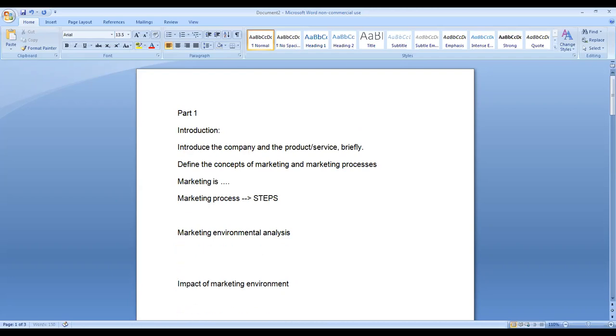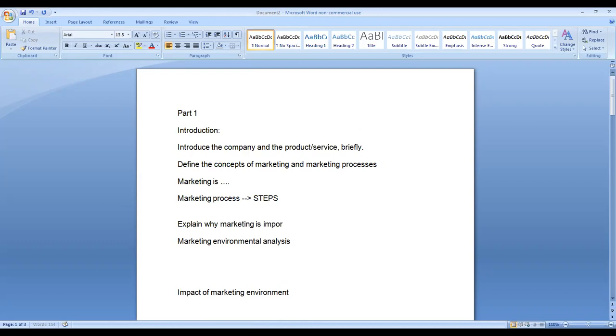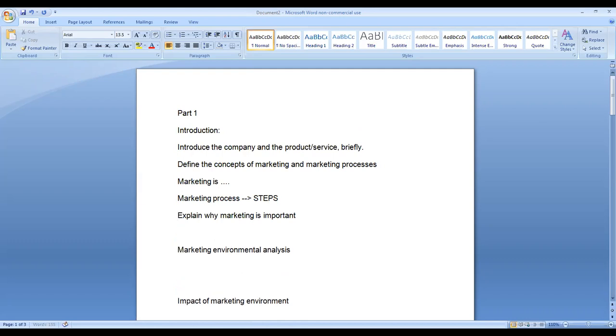The next one is to discuss the marketing fundamentals and explain why marketing is important for the organization. Remember, when you explain this, you go back to the concept of marketing. Okay, what is marketing? That helps you to understand the essence of marketing. And marketing environment. The next question is actually just right here. Marketing environmental analysis includes micro or macro environments.